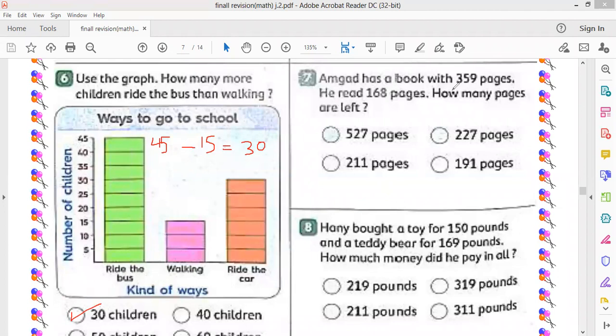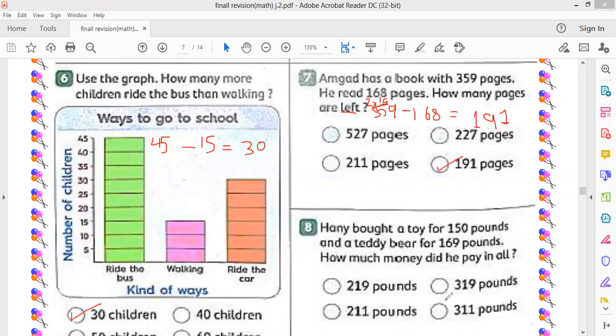Amgad has a book with 359 pages and he read 168 pages. How many pages are left? Left means what? Minus. Excellent, 359 minus 168. 9 minus 8 equals 1, and 5 minus 6 doesn't work, so 3 becomes 2 and 5 becomes 15. 15 minus 6 equals 9, and 2 minus 1, 1. 191 pages.